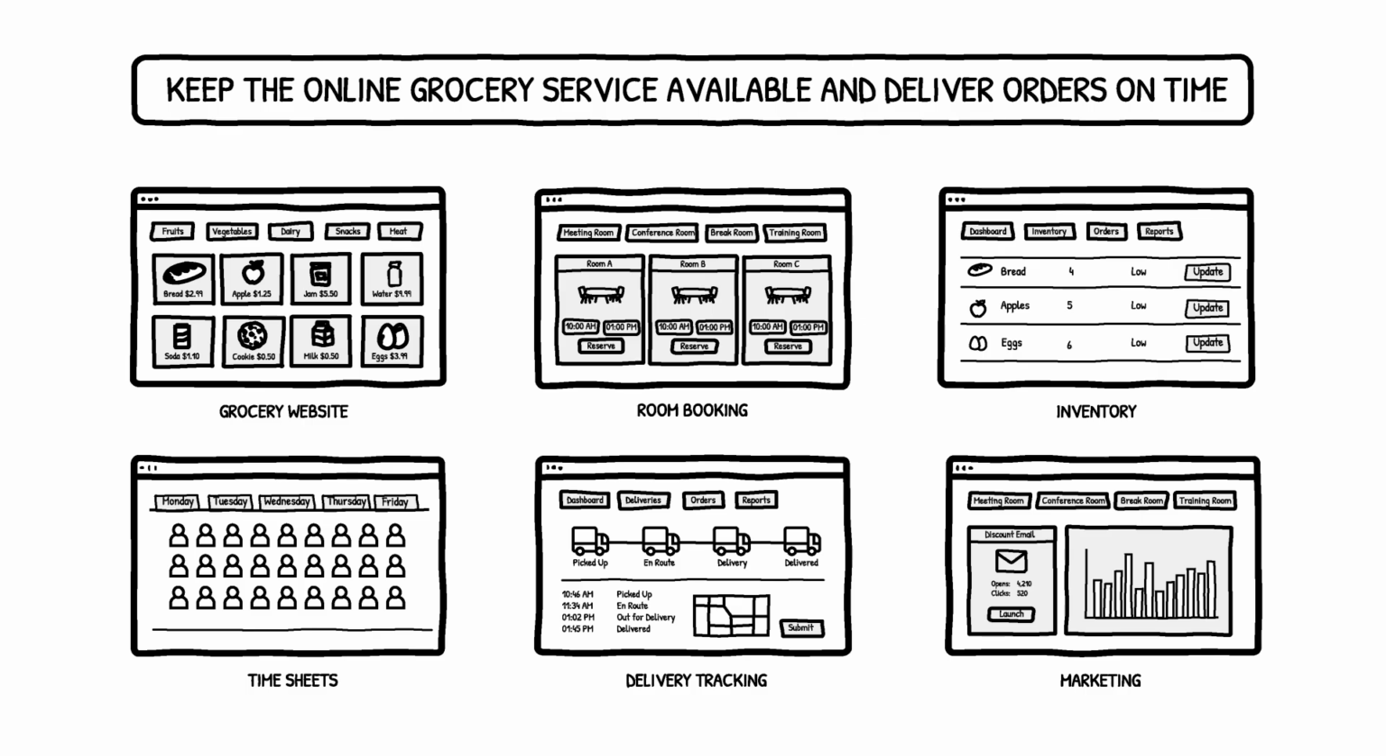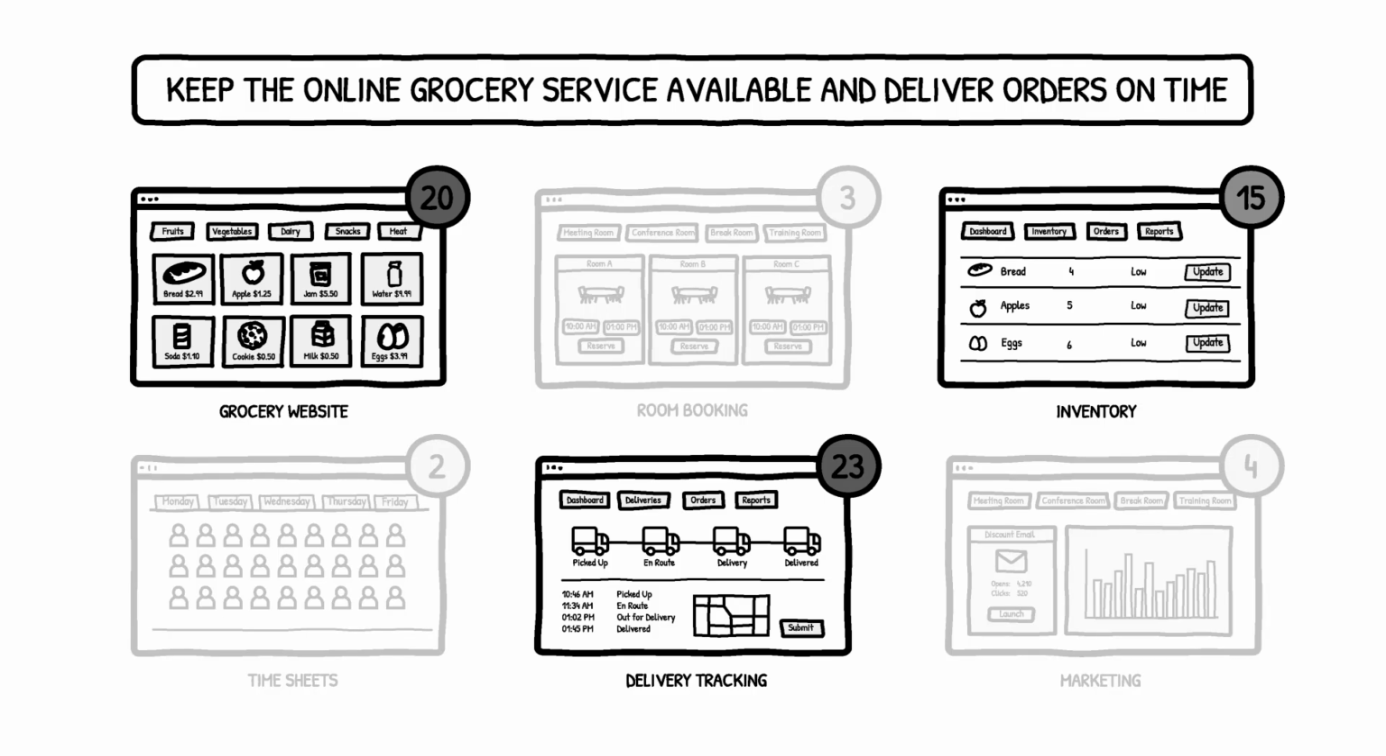If a business's objective is to keep the online grocery service available and deliver orders on time, we can carry out our risk assessment for each system to identify which one has the greatest impact on that objective. Then, we can use those results to prioritize our audit time and focus on the systems that matter most, rather than wasting time on low-impact systems.